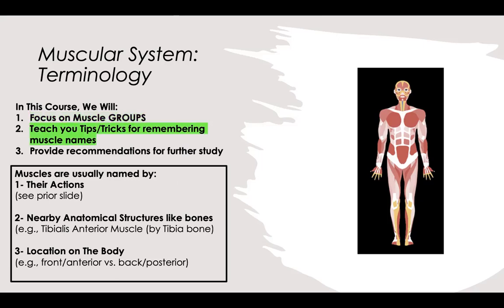Okay, next thing I want to give you all in class is some tips and tricks for remembering muscle names. Again, some of these muscles are named by their actions. Some of them have names that relate to the anatomical structures that they are nearby. For example, the tibialis anterior muscle in the front of the shin is by the tibia bone, the shin bone, so that makes sense. And anterior means front. So the muscle on the front of the shin bone is the tibialis anterior muscle. If you know some of those principles, naming of muscles is a little bit easier, and the remembering of them is a little bit easier. And the location on the body is the third point, and is demonstrated by the example I just gave as well.